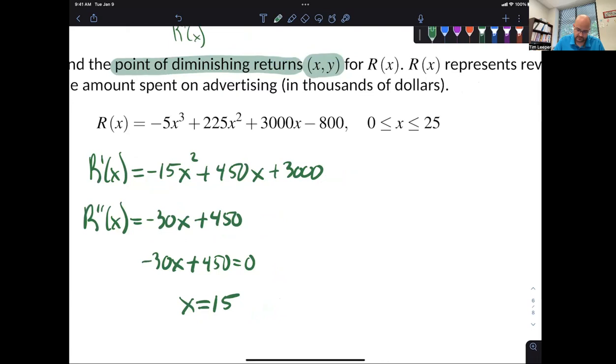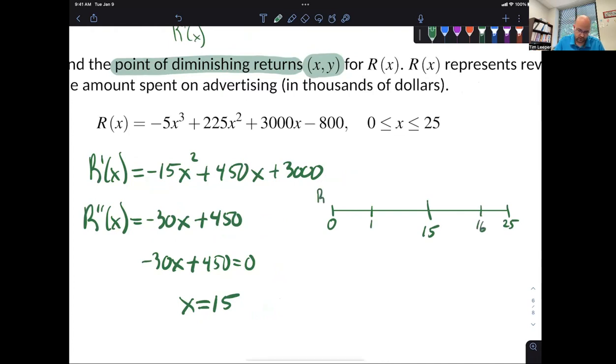Now, that's just a possible inflection point, but we want to make sure we look at the concavity. So now, on the number line, we begin at 0, we end at 25. The important number between them is 15. But we need test points between them. So to the left, let's say maybe 1, and to the right, let's say 16. Doesn't really matter what we use, though.